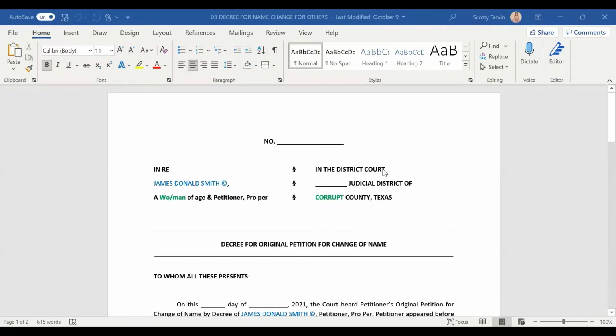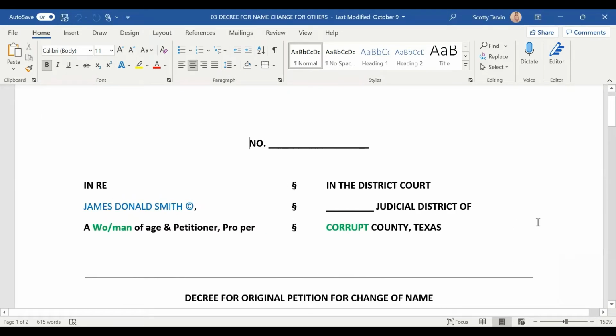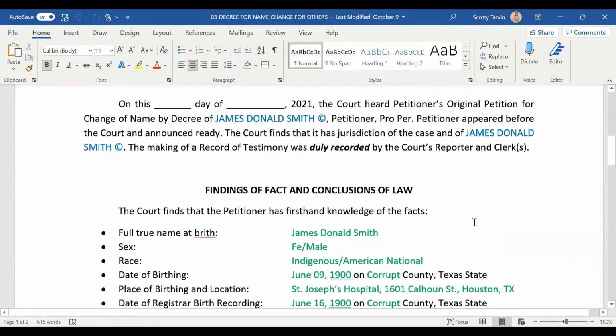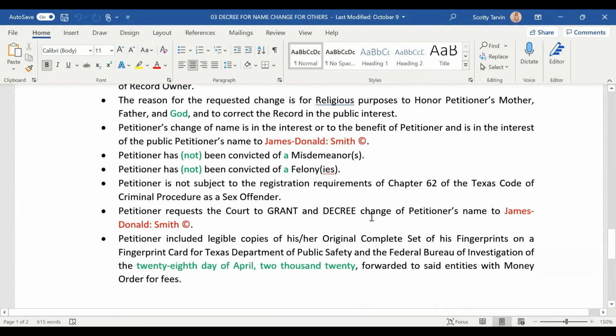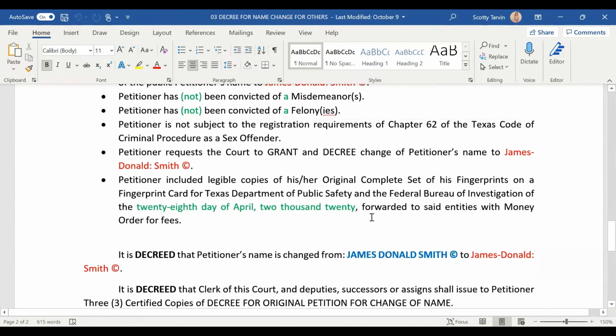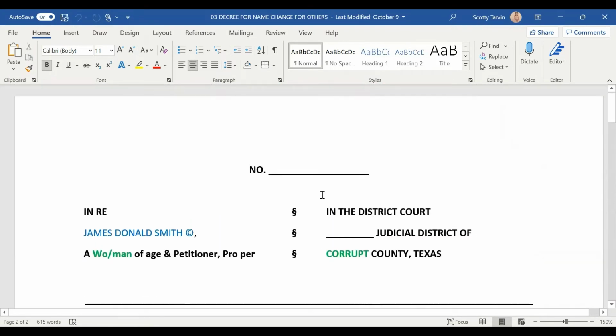So I should go to the sheriff's department and get the thumbprints, right? Yeah, there's companies that'll do it for you for a small fee. But yeah, you can go to your police station, sheriff's office, wherever. This is the decree. I made some changes on here. So anyway, they're going to assign the number for it.